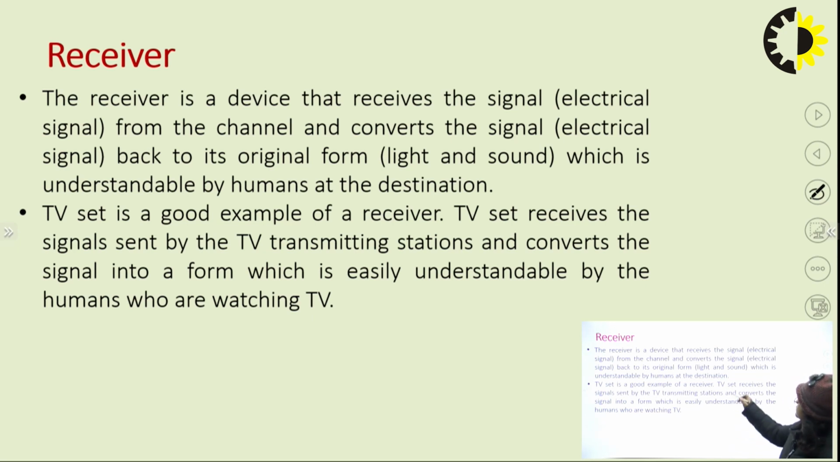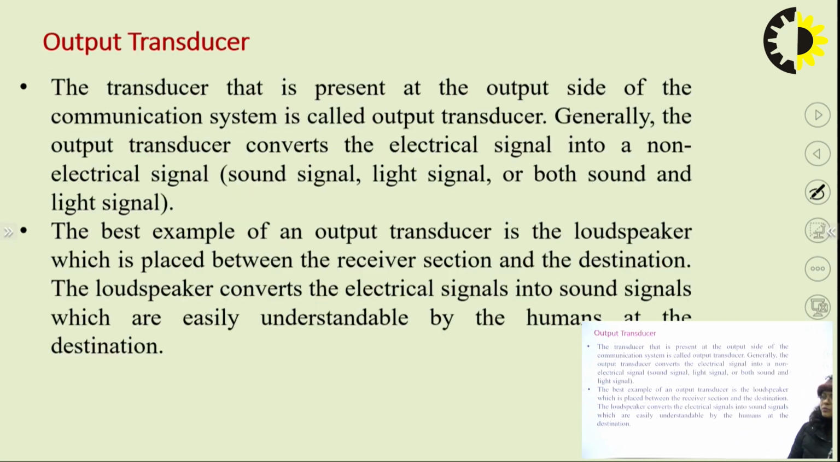Receiver is a device which receives the signal and converts it to the electrical signal in original form. So it consists of a demodulator, which works in reverse process with respect to the modulator, that is, it extracts the electrical information from the received high frequency signal and then transmits it to the output transducer.